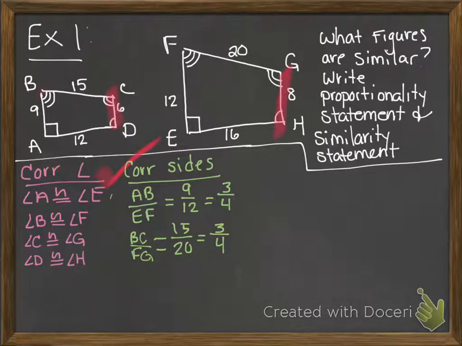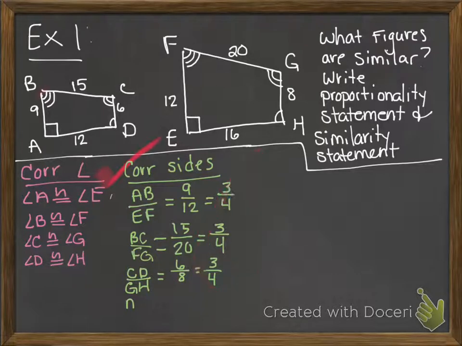So next I'm going to look at CD and GH. If you notice, I have A, B, B, C. I have this whole segment on top. I'm going to keep it that way so I stay consistent. Whichever figure you start with, make sure you keep staying with that on top. So here we got CD and GH. I know CD is 6 and I know GH is 8. 2 goes into both of those. 2 goes into 6 3 times and 2 goes into 8 4 times.